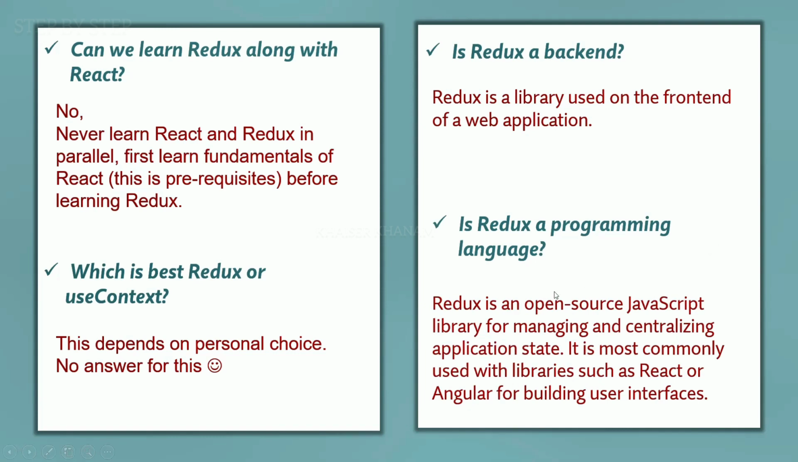Redux is an open source JavaScript library for managing and centralizing application state. Centralizing application state means we are just going to create one store, and inside that store all the application state data will be stored. And it is most commonly used with libraries such as React, Angular or Vue for building user interfaces.